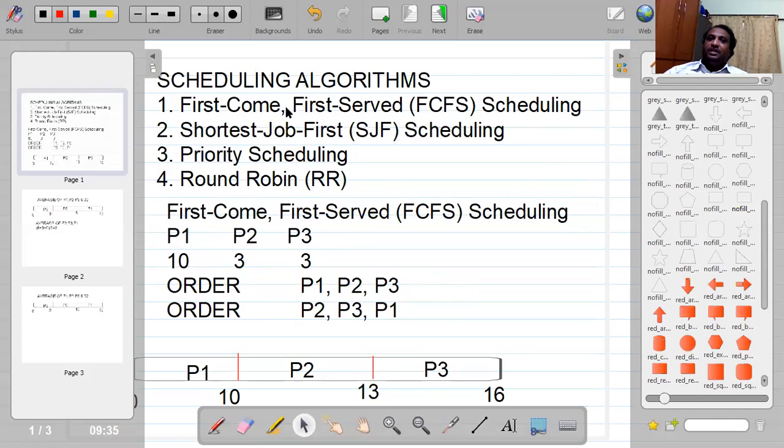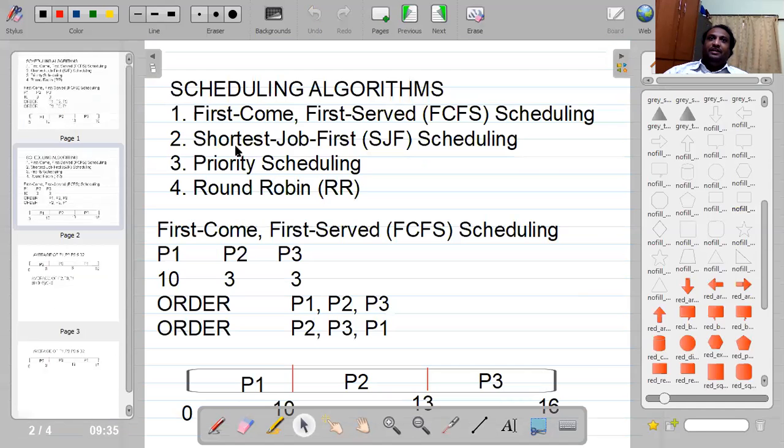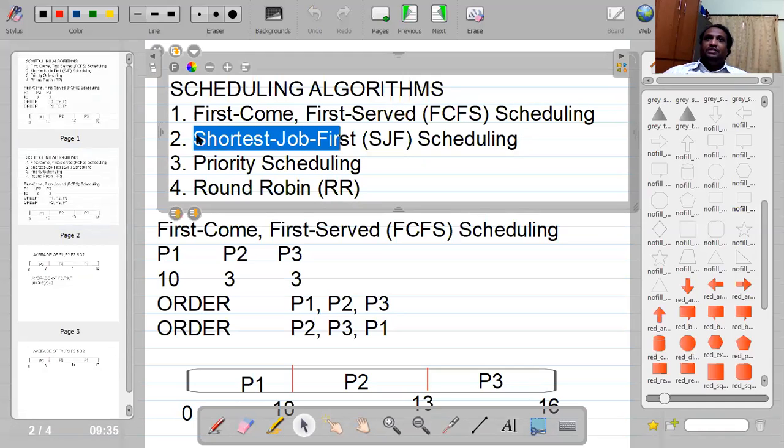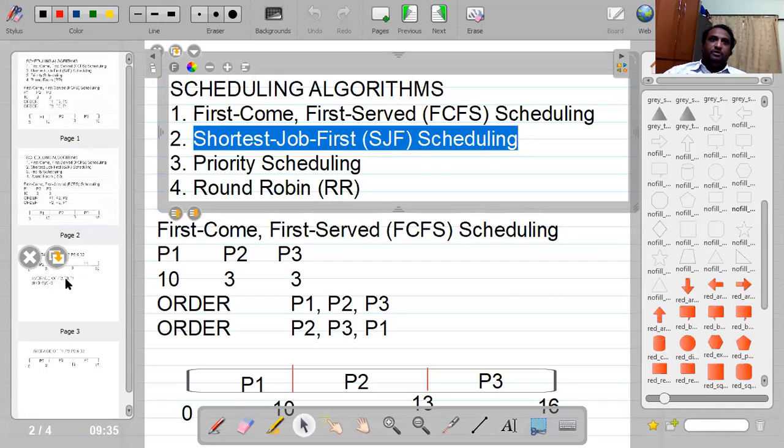I hope everybody is clear with this. Yes? Okay. Then next what we have is shortest job first scheduling. Today we'll see shortest job first scheduling and we'll try to see the next one also for time purpose.